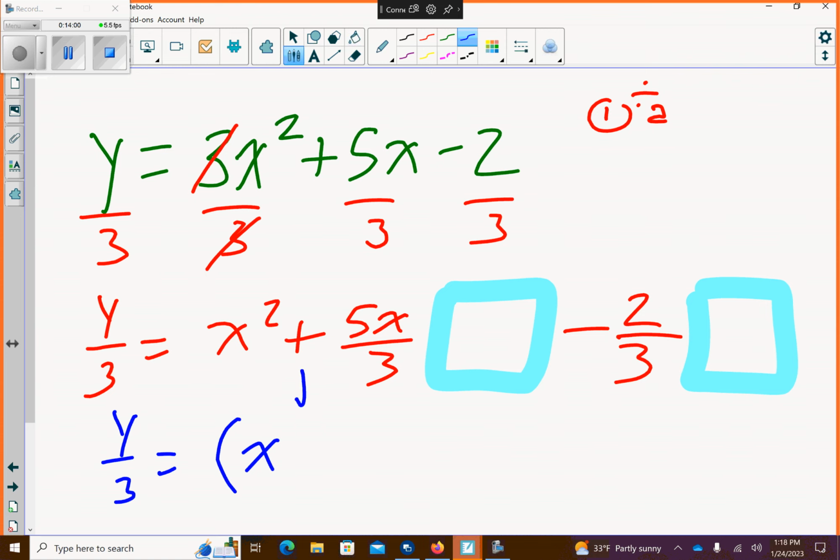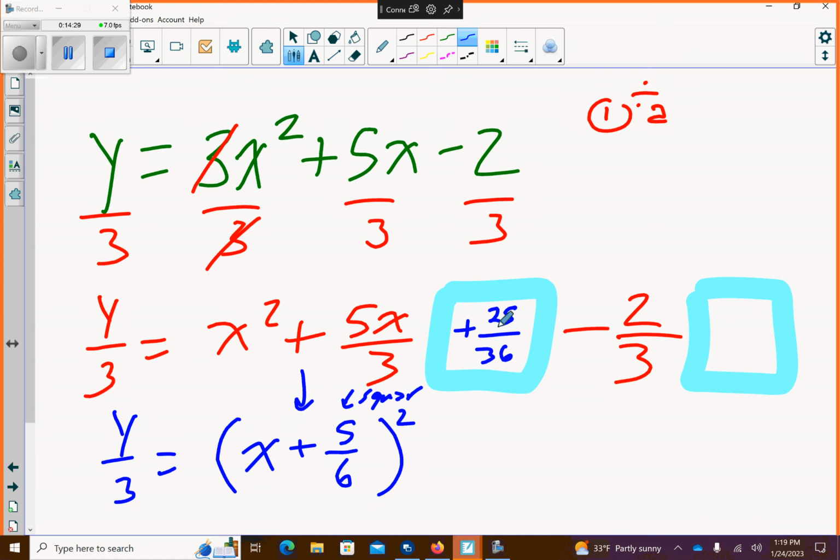X, remember this sign comes straight down. Okay, if I want to take half of a fraction, all I do is I double the denominator. If I double 3, what do I get? 6. So plus 5 over 6, quantity squared. Okay, now I'm going to square this. So 5 times 5 is 25. 6 times 6 is 36. What happens to the x?